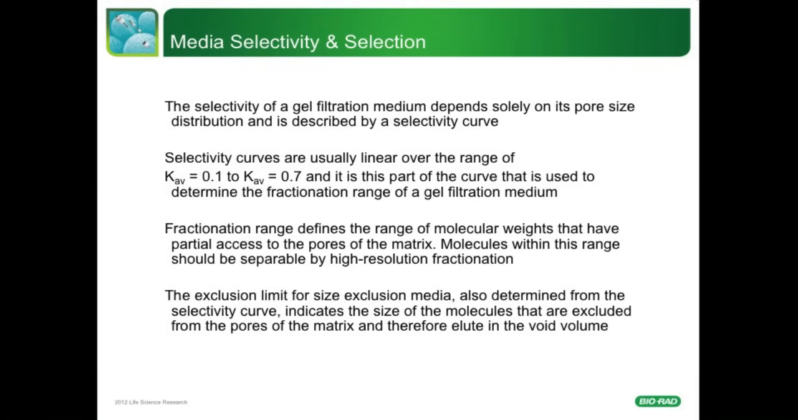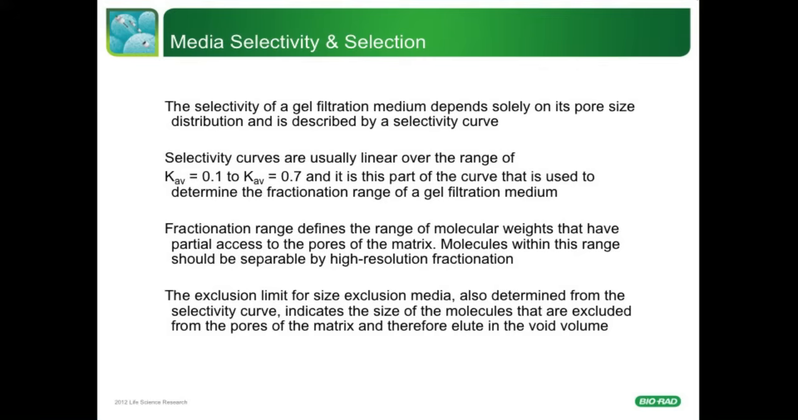The selectivity of gel filtration media depends solely on its pore size and distribution, and is described by a selectivity curve. Selectivity curves are usually linear over the range of KAV equals 0.1 to KAV equals 0.7. It is this part of the curve that is used to determine the fractionation range of a gel filtration medium. What is fractionation range?